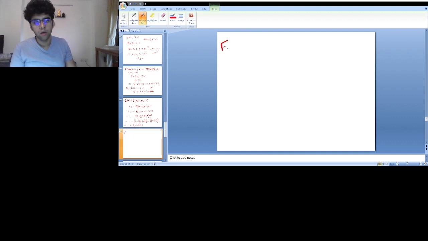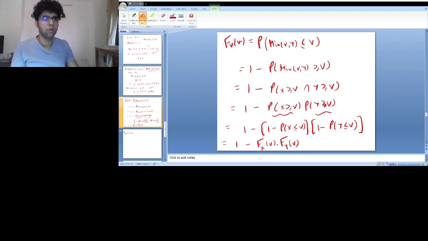So my CDF for v will be 1 minus... wait, I made a mistake here, I'm so sorry. This will not be this, let me just write this again. This is 1 minus Fx over v, right? So this term alone is equal to Fx(v), and this term alone is equal to Fy(v).